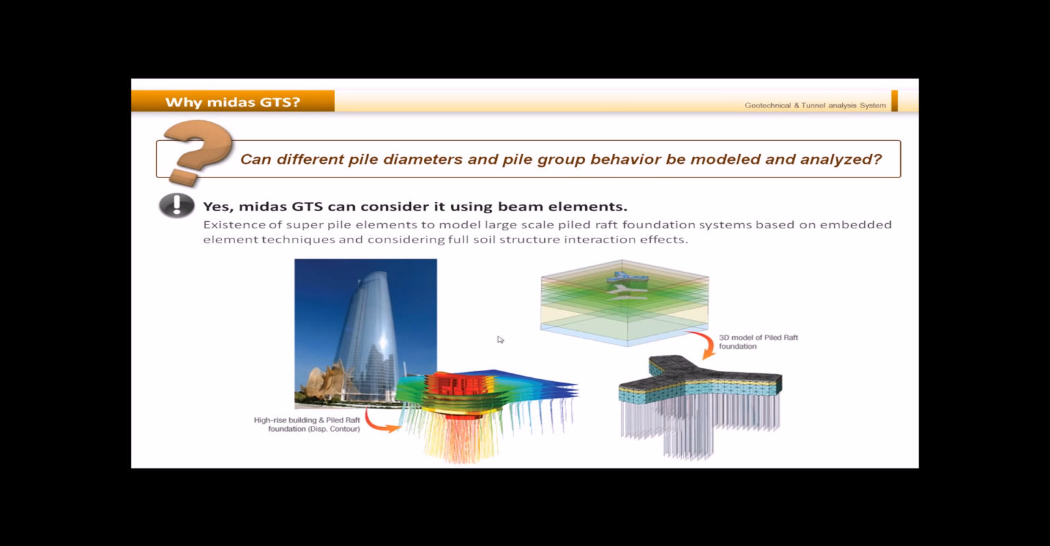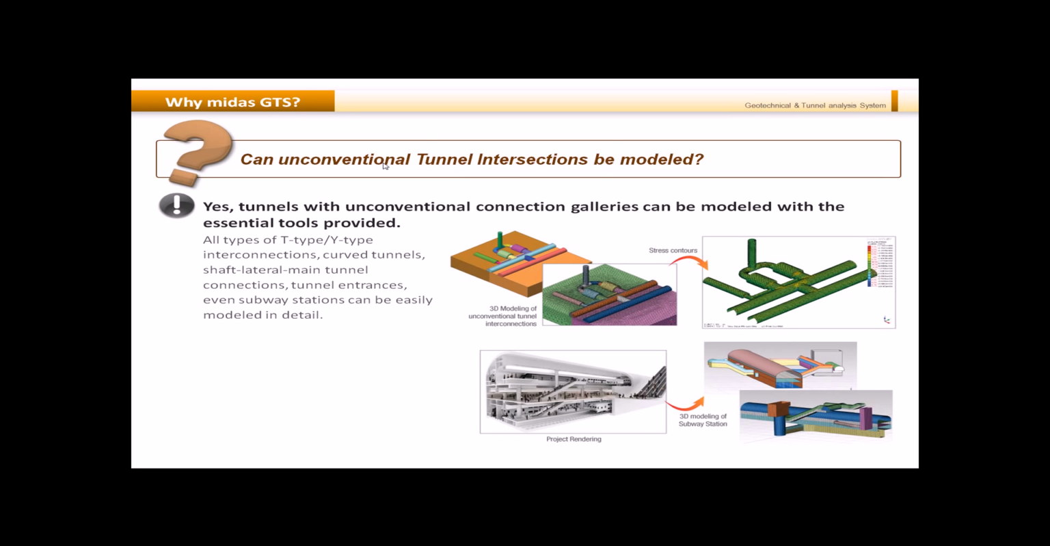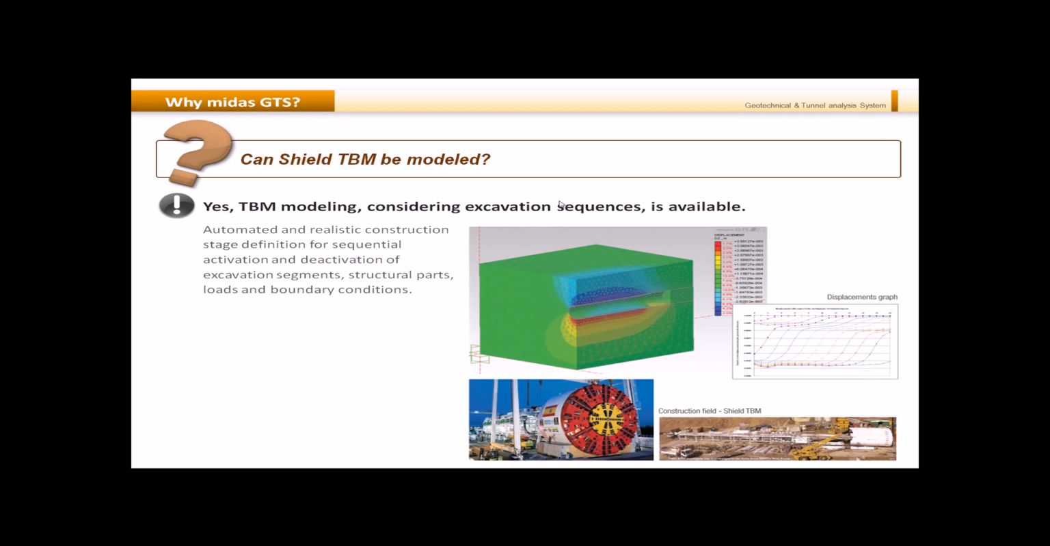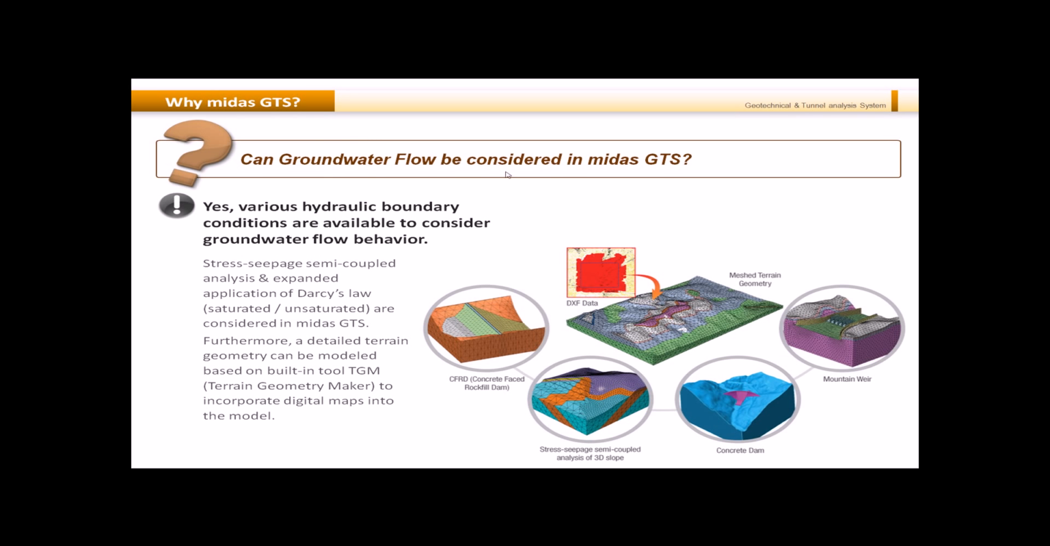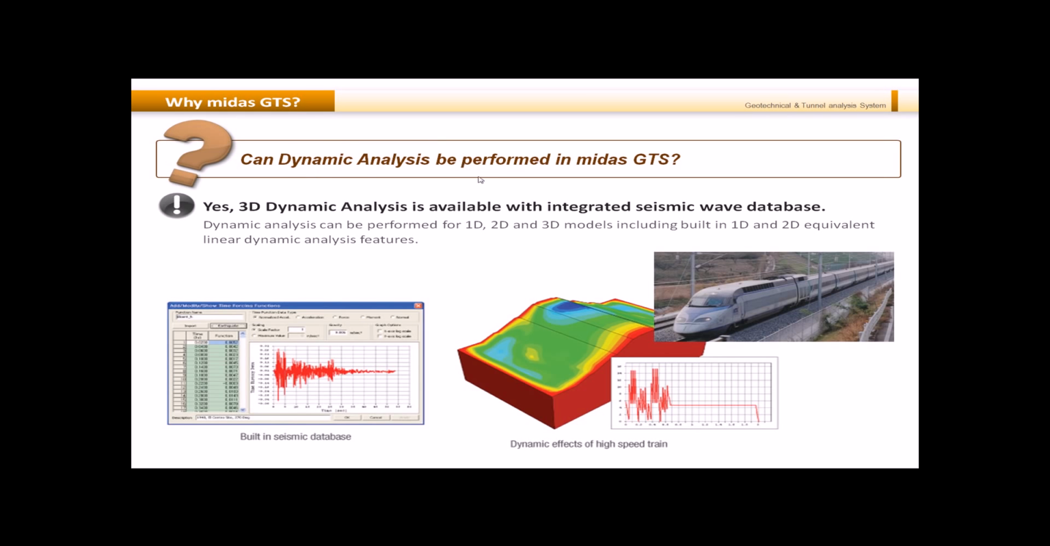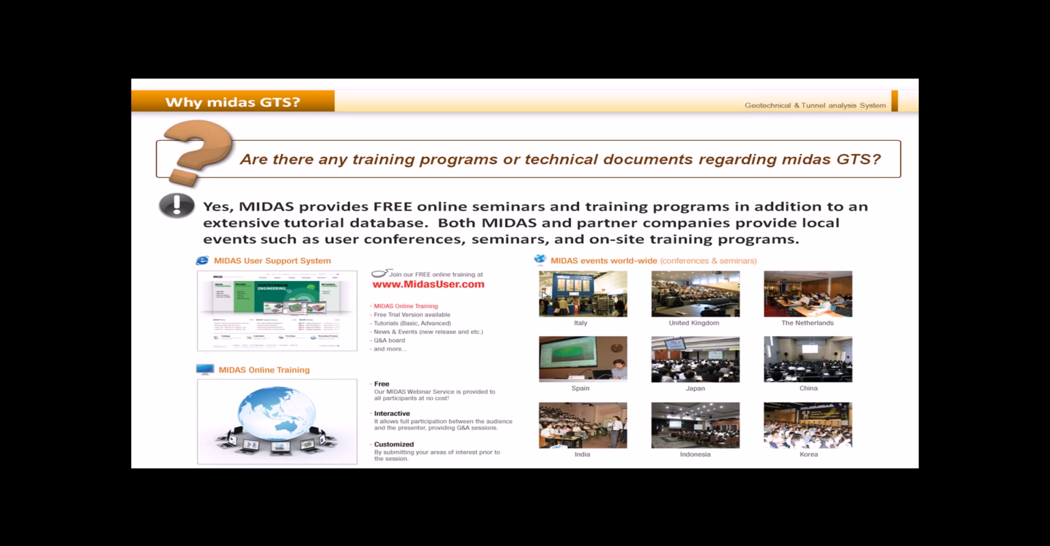You can use Midas GTS for modeling different piles and pile group behavior. You can do complex soil structure interaction. You can model tunnel intersections; conventional and unconventional tunnels can be modeled. You can model shield TBM tunnels. Staged excavation is supported in Midas GTS. You can consider groundwater flow. You can perform dynamic analysis. And we support 64-bit operating systems, which makes Midas GTS analysis pretty quick.